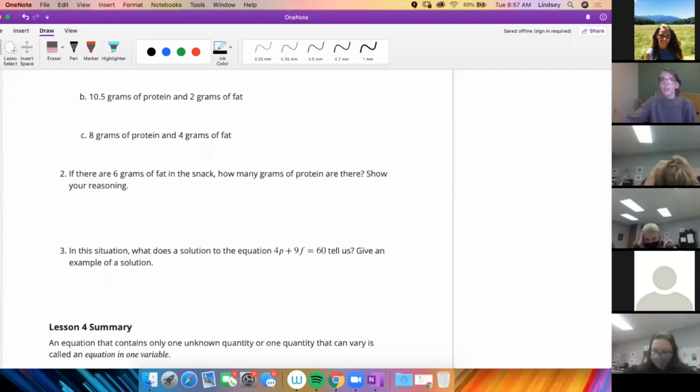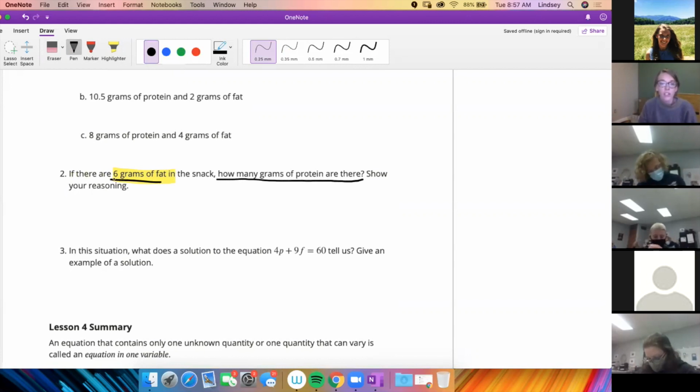Okay, 1 second. All right, so for number 2, it says now there are 6 grams of fat in the snack. What does it want to know? How many grams of protein there are? Okay, good. If there's 6 grams of fat, what variable is fat? F, my bad. So F equals what? 6.